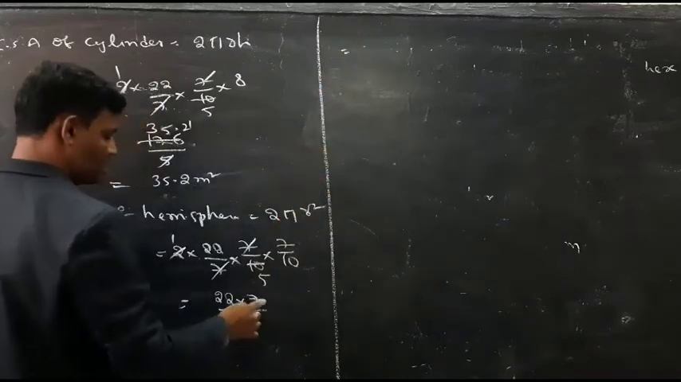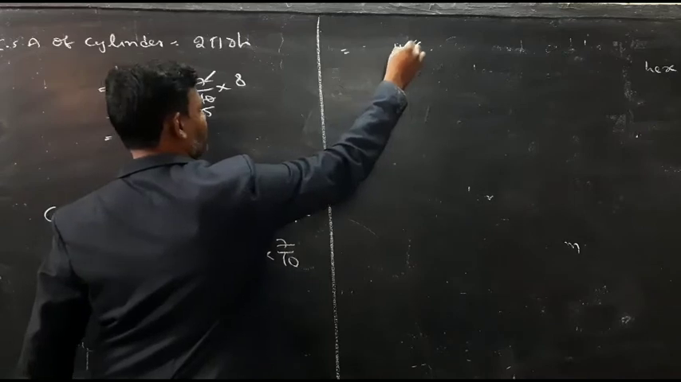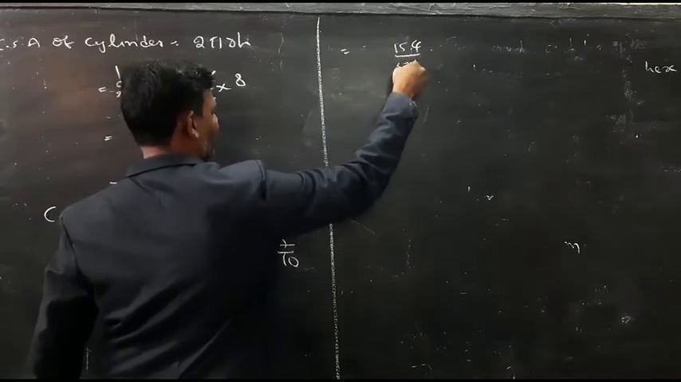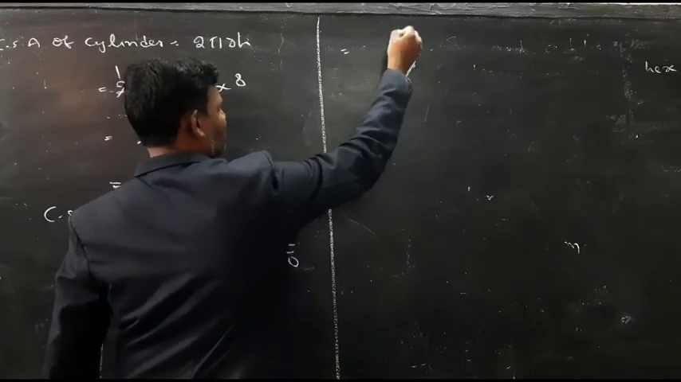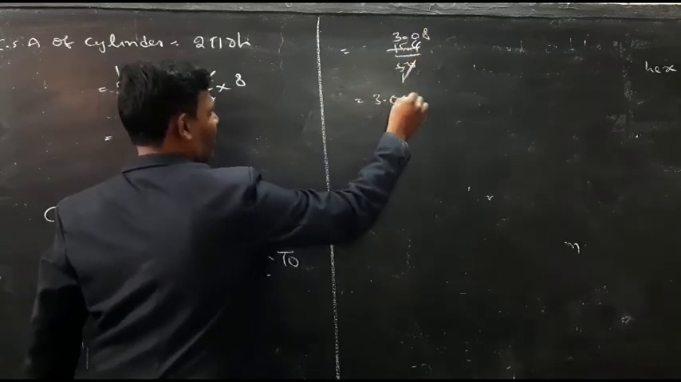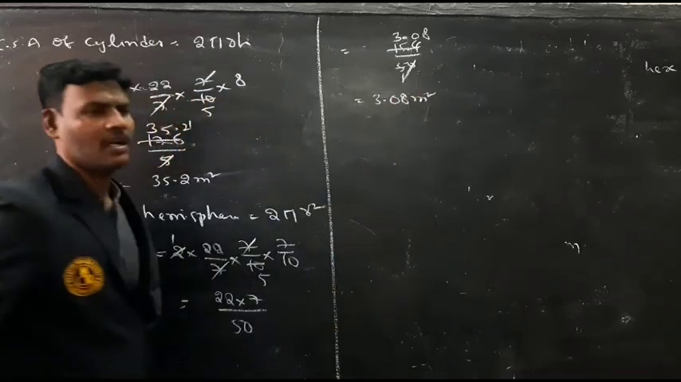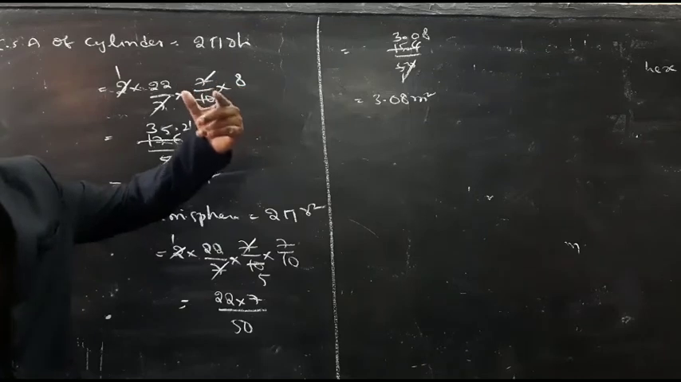Which is equal to 7 twos are 14, 1. 7 twos are 14 plus 1, 154 by 50. 0 cancels, key point here. 5 threes are 15, 0. 5 eights are 40. 3.08 meters square. Curved surface area of the hemisphere is 3.08 meters square.